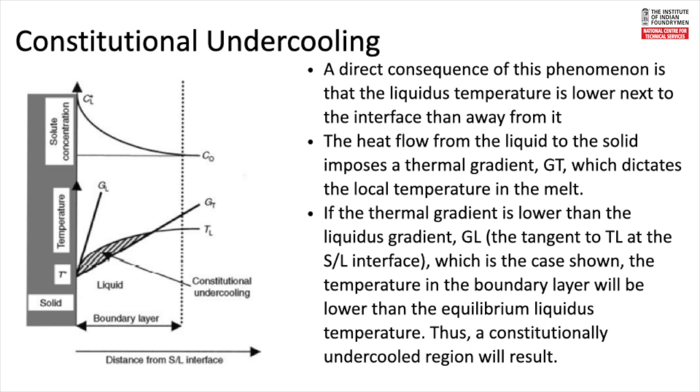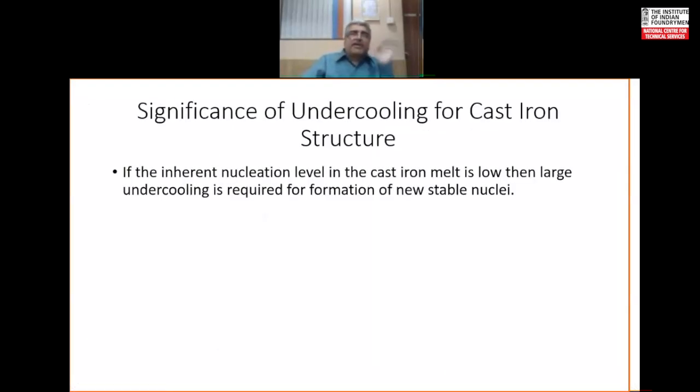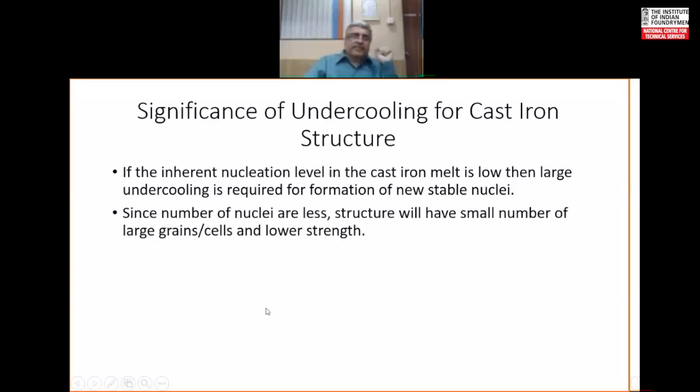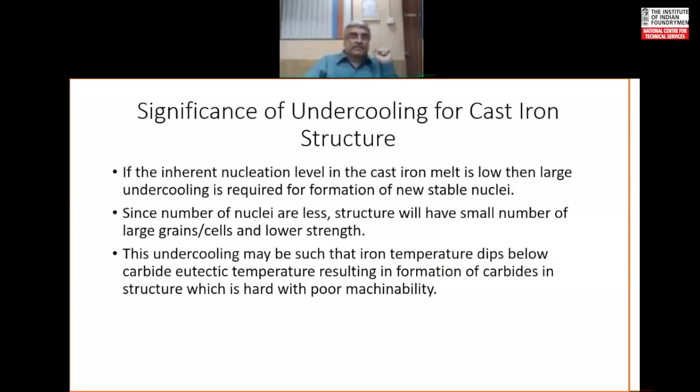And so the overall effect of both of these, the curvature undercooling plus the constitutional undercooling, is that if the inherent nucleation level in the cast iron melt is low, now I'm talking about cast iron, then a large undercooling is required for the formation of stable nuclei. And since the number of nuclei is less, the microstructure will have fewer, larger grains, because with fewer nuclei there is more scope for growth. So only a few grains, but large grains. But that means lower strengths.